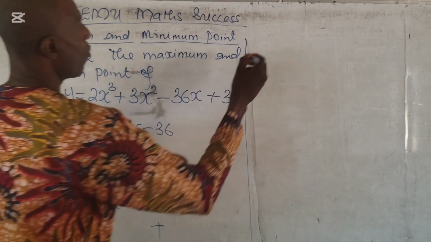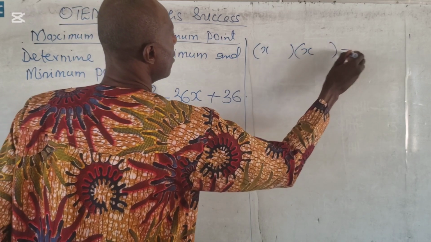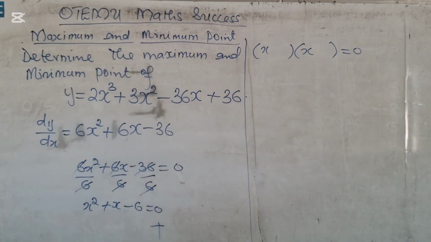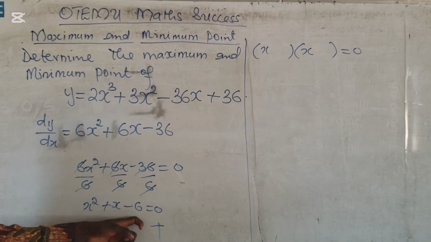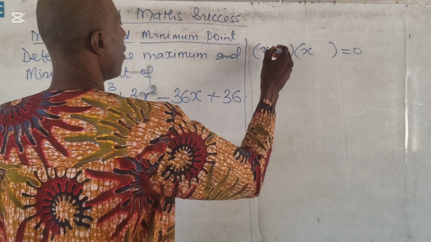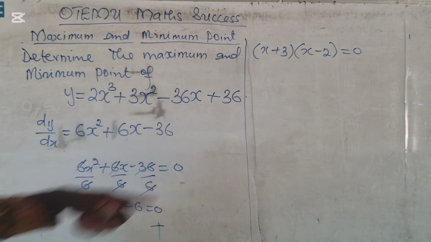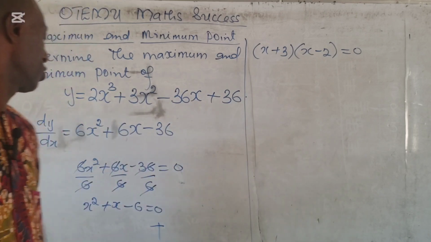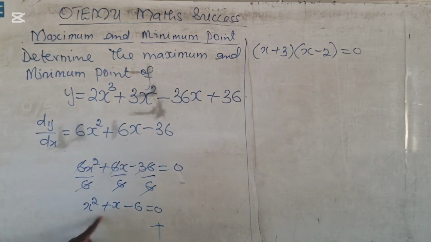Now, I'll write x squared here. I'll write x bracket. We are factorizing in our head. I've taught you in my previous topic how to factorize. Now, the two numbers you multiply will give you minus 6, and when you add them give plus 1. Plus 3 times minus 2 give us minus 6. Plus 3 minus 2 give us plus 1. Plus 1x. So those are the roots.